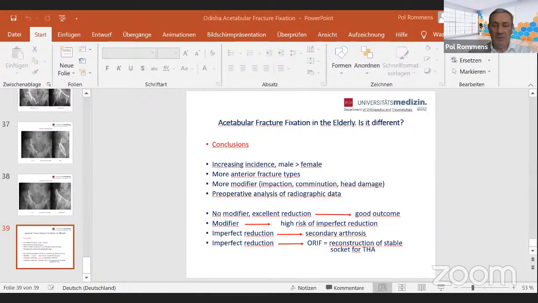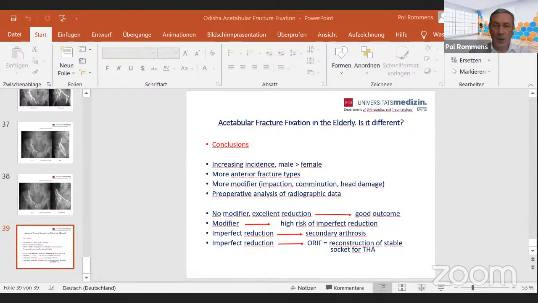The placement of a total hip, especially the socket, in a broken acetabulum always has a high risk of secondary loosening of that acetabular cup. So if you use only a regular acetabular cup, there is a need to reconstruct the acetabulum to make it stable again before you place a socket for a total hip arthroplasty.